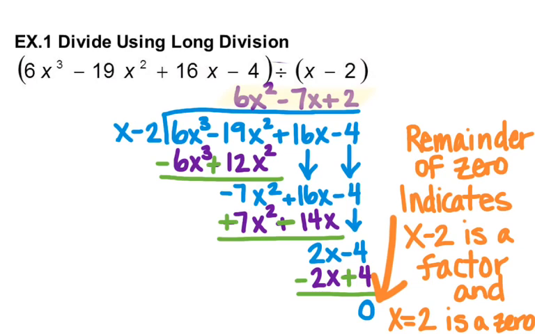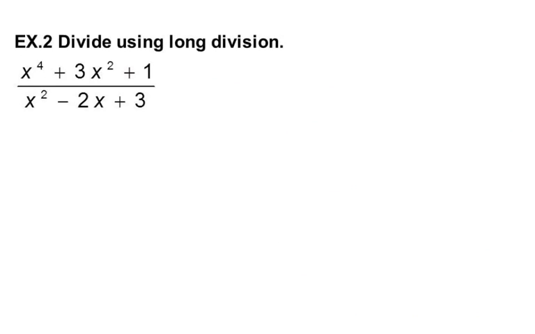So then I could take 6x squared minus 7x plus 2 and factor it further and find the other zeros, the other factors of the problem. Okay, so we're going to try another long division. This time we're dividing a polynomial by a polynomial.